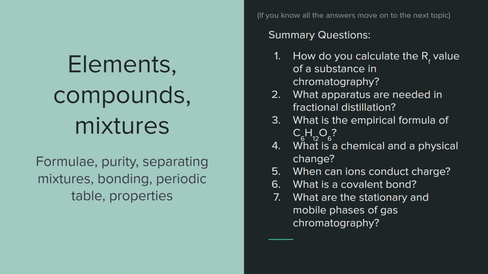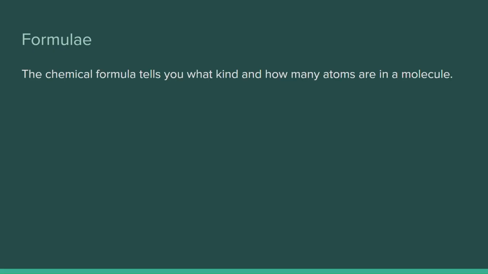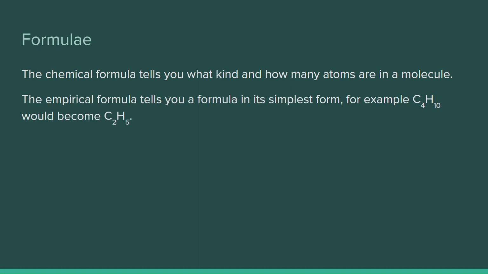So on to the next topic, elements, compounds, and mixtures. So again, there's some questions here. If you know the answers, you can feel free to move on. So, chemical formulae. The formula tells you what kind and how many atoms are in a molecule. And the empirical formula tells you a formula in its simplest form. For example, C4H10 will become C2H5 because you've just divided both sides by 2 to get whole numbers.